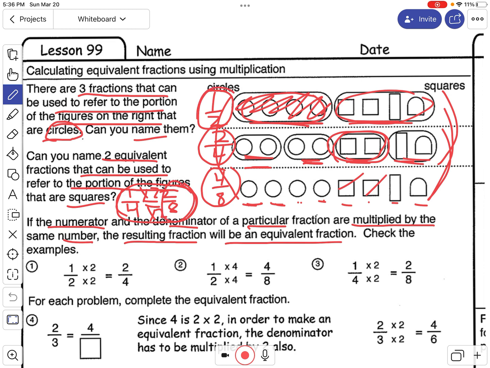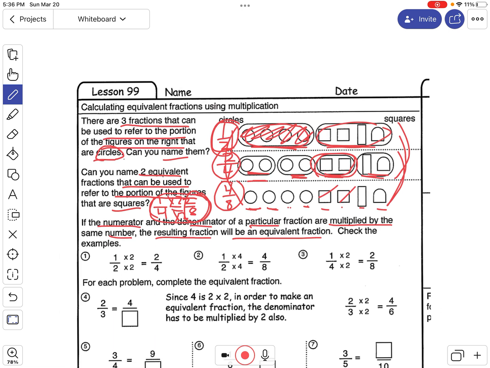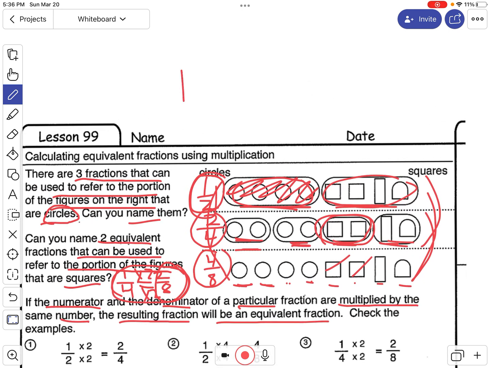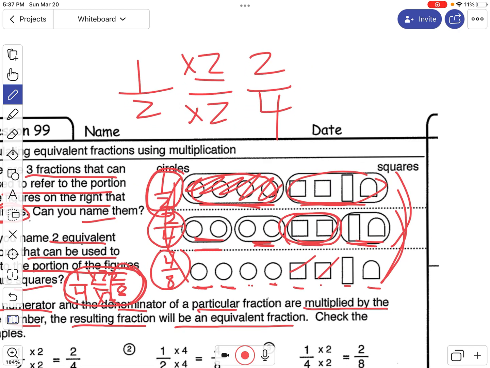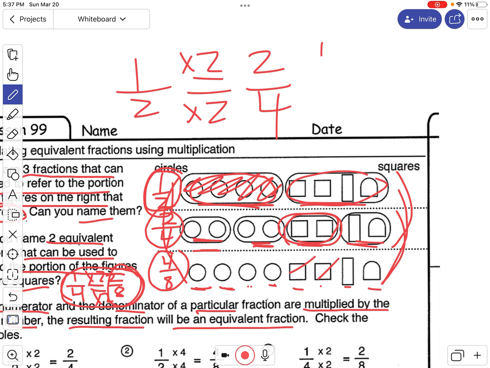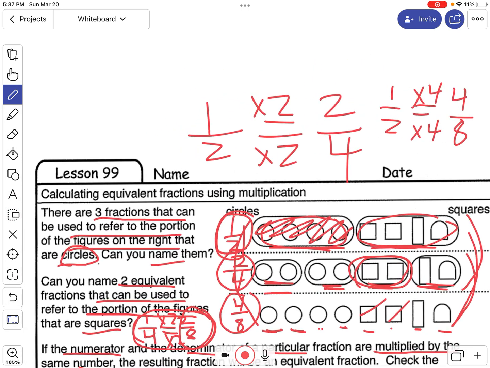And up here, 1/2, I'm going to put that up here on the top. 1/2 is equal to 2/4 we see here, right? Because 1 times 2 is 2, and 2 times 2 is 4. And then notice that 1/2 is also equal to 4/8, because 1 times 4 is 4 and 2 times 4 is 8. Let's take a look at a picture of this.